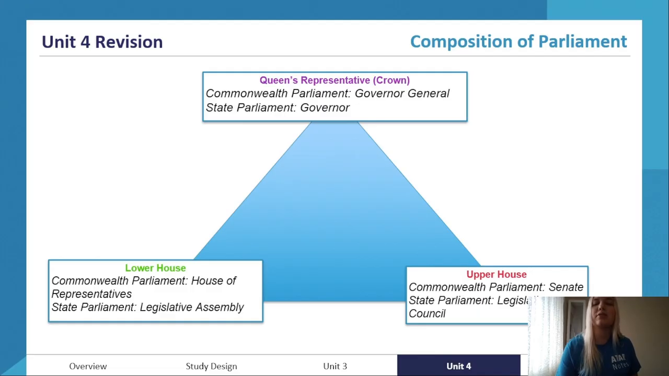The Queen's representative, the Crown, has a very formal step called granting new bills royal assent before they come to pass, which is a fancy word for saying, on behalf of the Queen, they signed the bill saying it can now become law, and they have a right to withhold royal assent, but they never really do. So it's like a formal step that they have to sign off on legislation. At Commonwealth level, this is the Governor General, and at state level, this is simply the Governor.